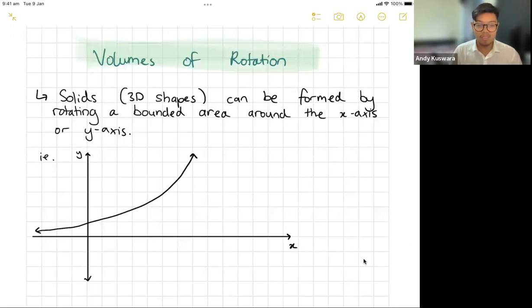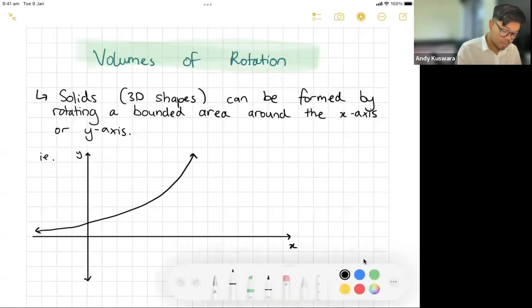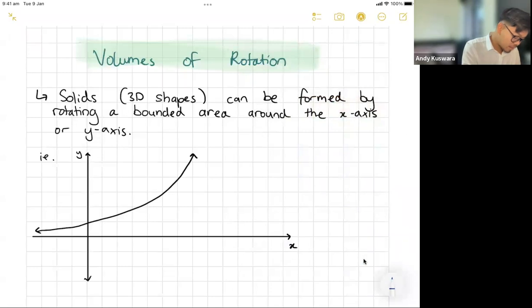x-axis or the y-axis. Now, let me show you what I mean, because it's hard to understand what that truly means. So if I, let's say, created an area and I bounded it between these two. So I've got some sort of graph and I'm bounding it, right? So there's this area here and there's an area under a curve. I know how to do that. I do that by integration, but that's a 2D shape.